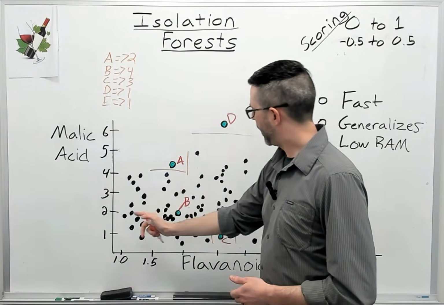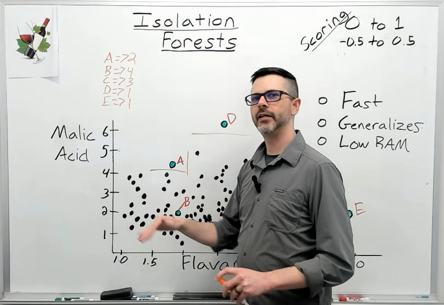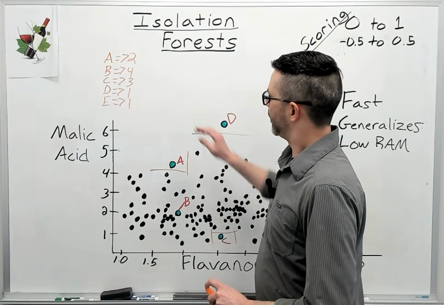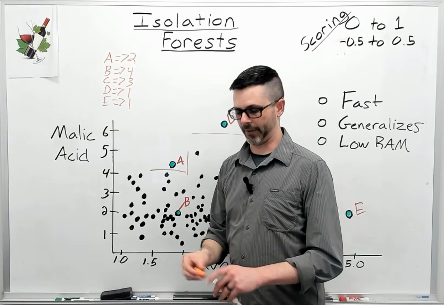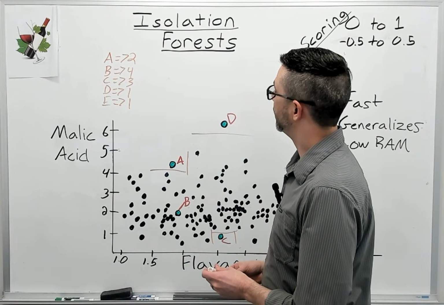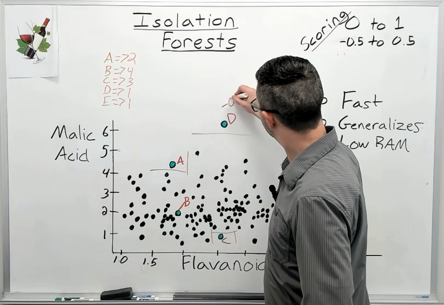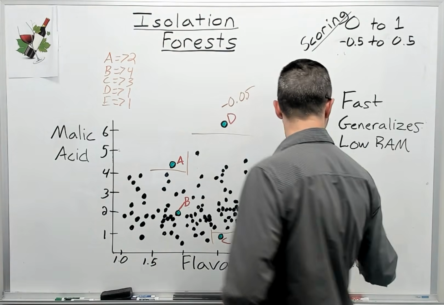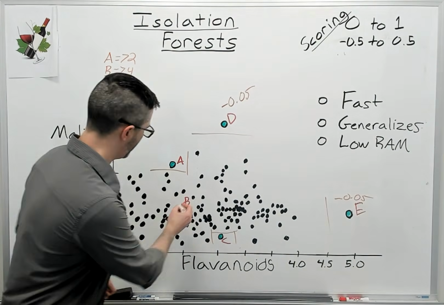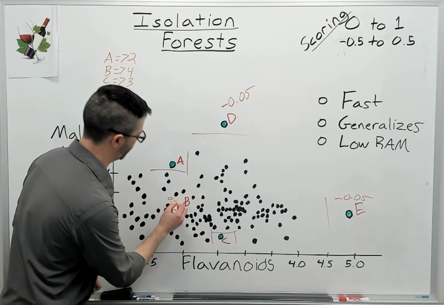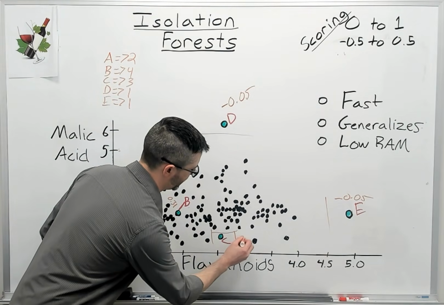So if we do a lot of random binary trees where we completely separate each point by randomly cutting the data, the least amount of cuts to separate these will move the average for the point. So if we actually apply the algorithm on a computer, we get things like D is a negative 0.05, as is E. But then B gets a positive 0.31, A gets a 0.10, and C gets about a 0.2.